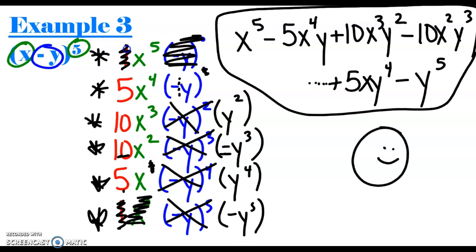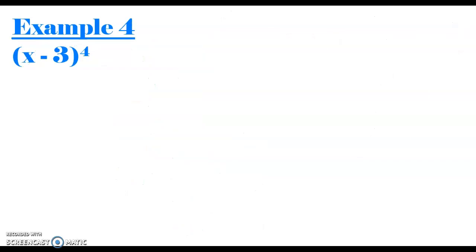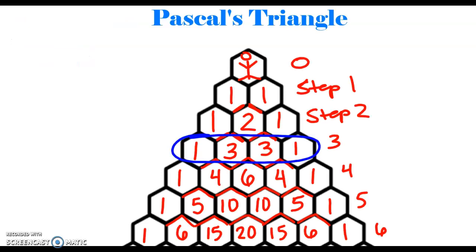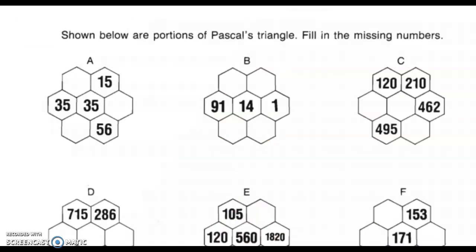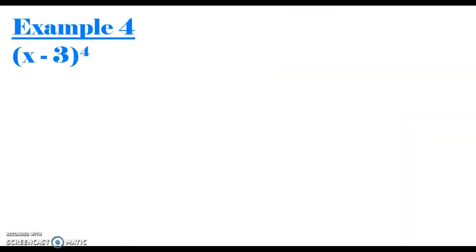So basically, you can see if it's a minus, you're going to end up going every other term: plus, minus, plus, minus, plus, minus. All right, 10, we have x minus 3 to the power of 4. If you don't remember, the coefficients for the 4th power are 1, 4, 6, 4, 1.